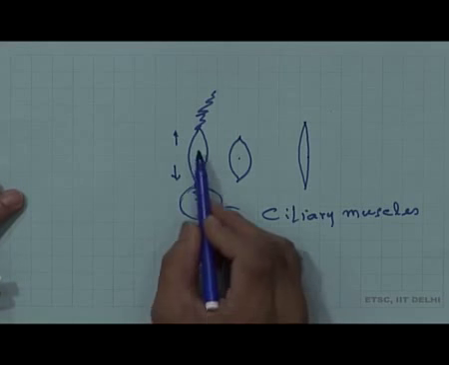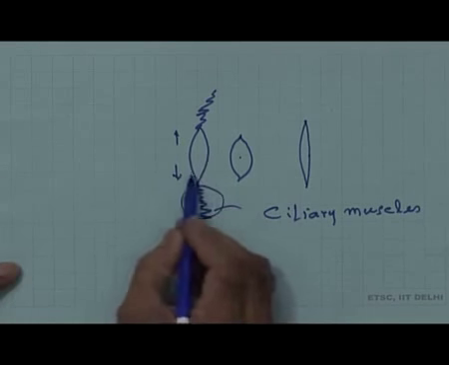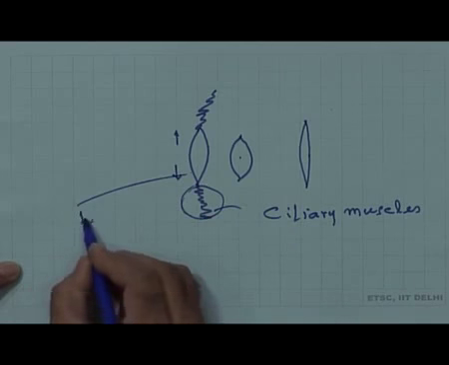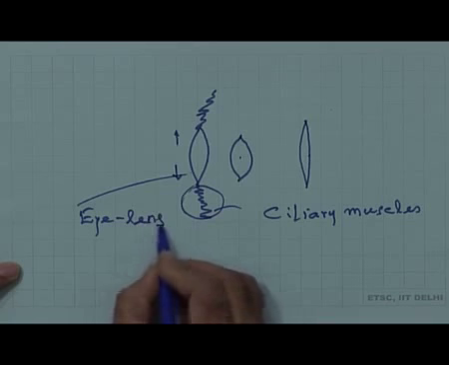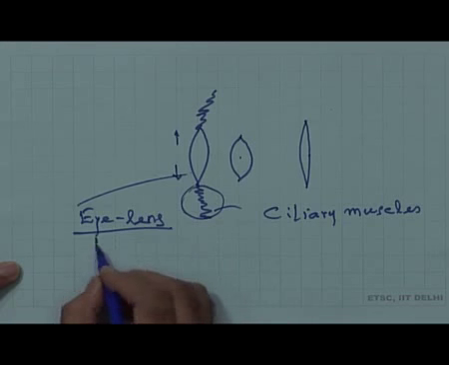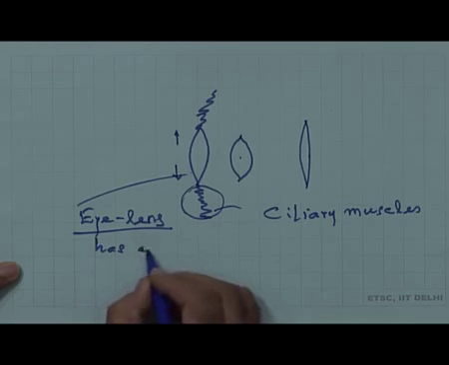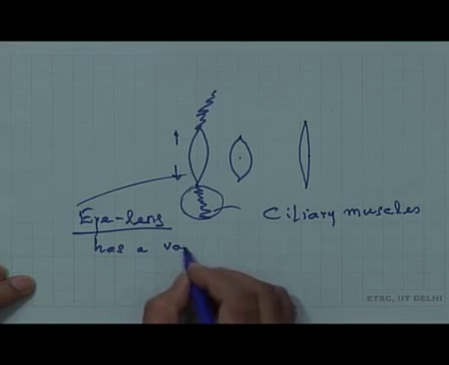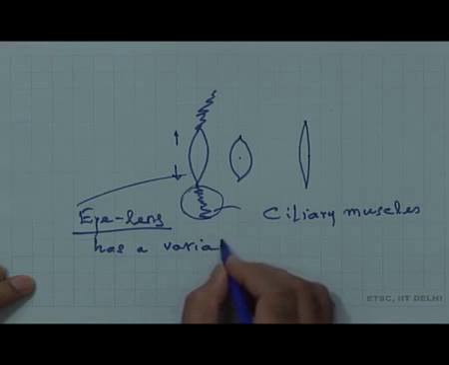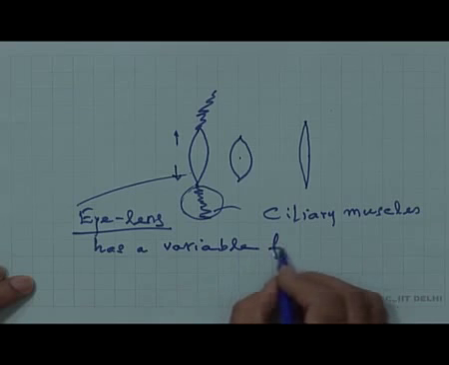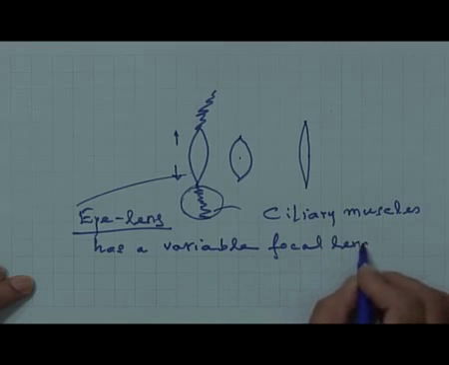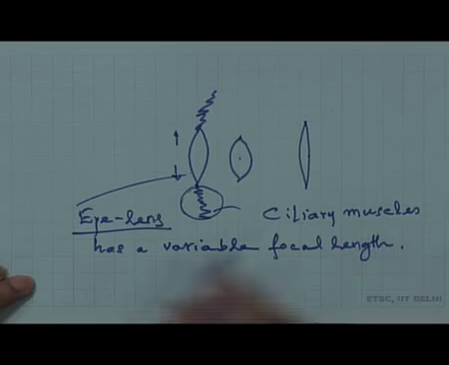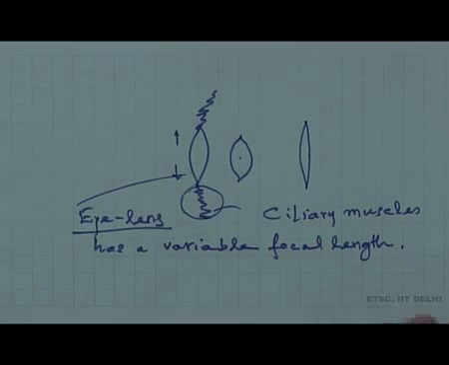And therefore, the lens, eye lens, so this is the eye lens. So, eye lens, this is an important point to know, that eye lens has a flexible or variable focal length. We will discuss more about this a bit later.